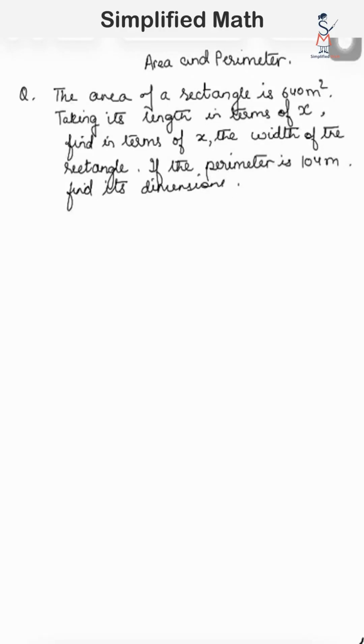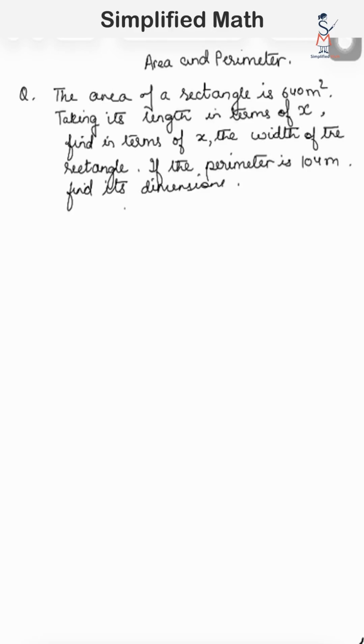Hi, we are doing area and perimeter. The question is: the area of the rectangle is 640 meters square. Taking its length as x, find in terms of x the width of the rectangle, and if the perimeter is 104 meters, find the dimensions.